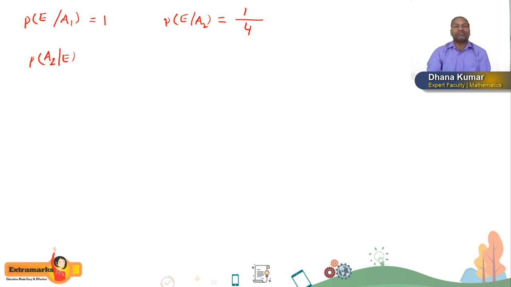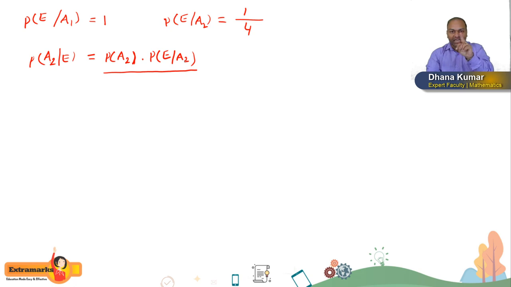So what about the Bayes theorem formula? You don't need to blindly memorize the formula as it is given in the NCERT book. See one simple trick. Whatever letter is in the numerator, write that letter here: P of A2, into the reverse, P of E given A2. Understand my point? Whole divided by.